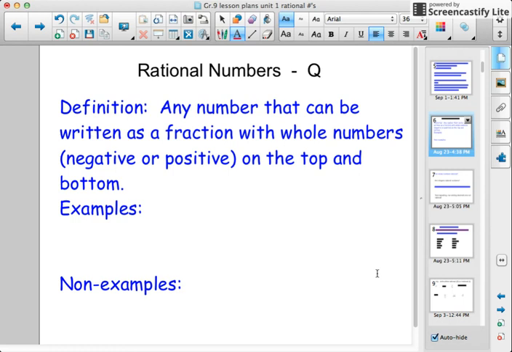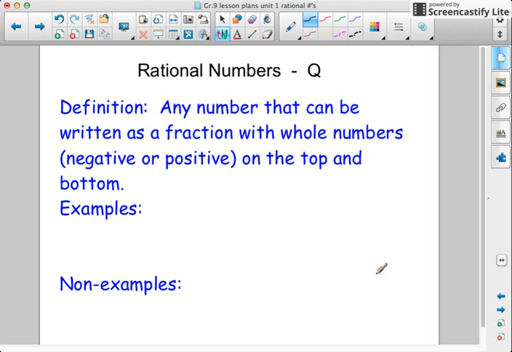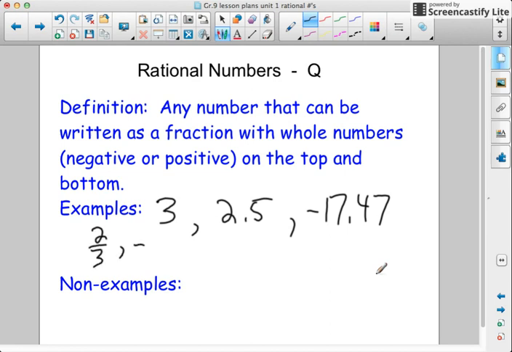So some examples, well, there's tons of examples. A lot more numbers that we work with are rational numbers than irrational. So 3, 2.5, negative 17.47. These are rational numbers, but there's also a lot of other rational numbers. We said that it was any number that could be written as a fraction, so fractions are obviously rational numbers. Fractions with negatives in them. Okay, these are all rational numbers.